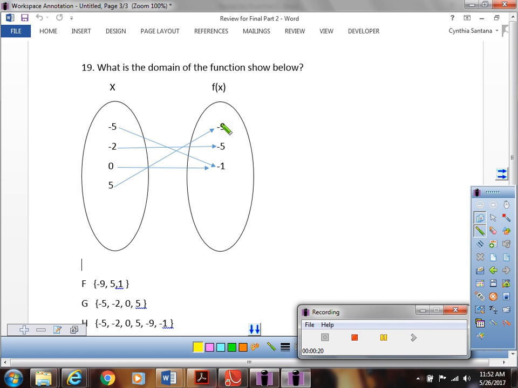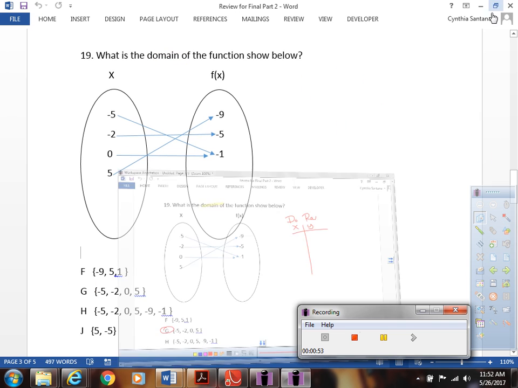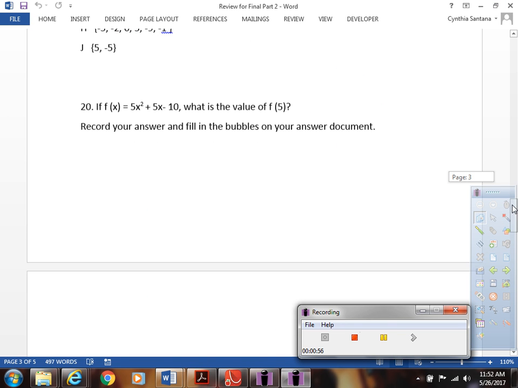All right, let's look at number 19 next. This one asks for the domain of your function shown below. There's a mapping right here. Remember the domain. If you remember the T-chart, all you have to do if you forget is think of Dora, and that way it'll remind you your domain are your x's. So these are your x's right here. They will put them in order, so -5, -2, 0, 5. It looks like they're already in order, so you just need to look for those numbers here, which would have been G. Very simple. If they wanted the range, they would want these numbers.